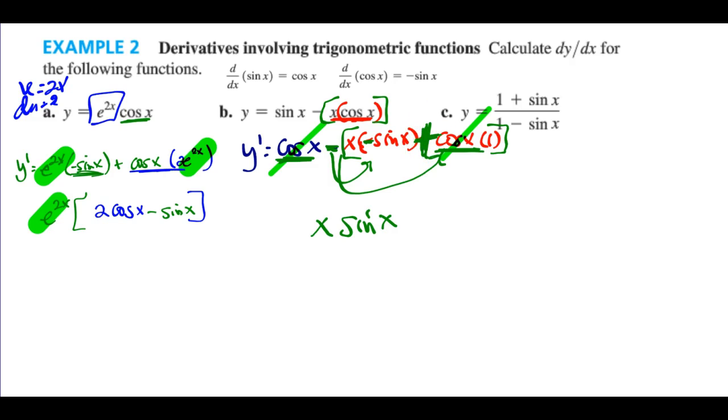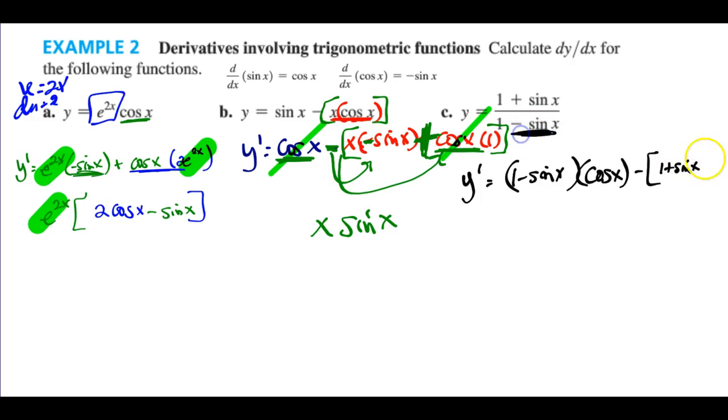The last example, I'm actually going to do low d high, the quotient rule. So it's a low d high. Okay, well, the derivative of 1 is 0. The derivative of sine is cosine. Low d high minus high, 1 plus sine x, d low. So the derivative of negative sine is negative cosine. Ran out of room. All over low squared.